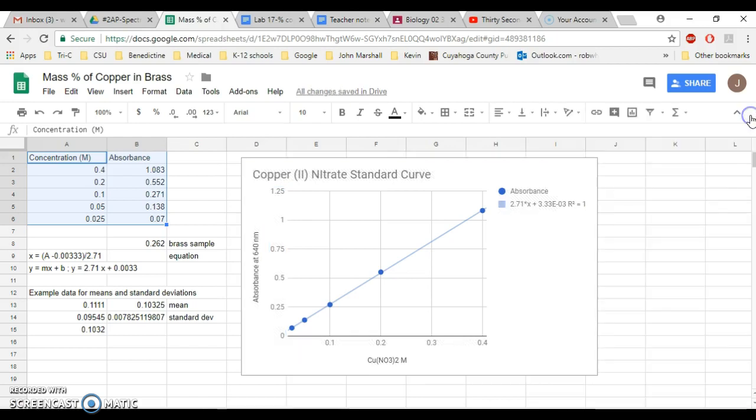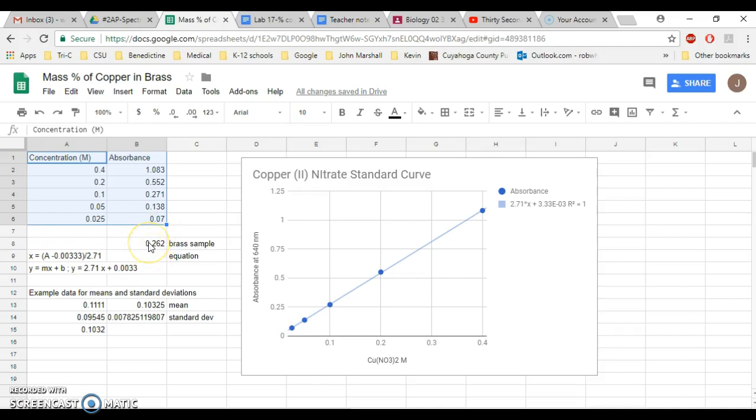Okay, and at this point, you now have a graph with a y equals mx plus b curve and a linear slope. And you will notice that the R squared equals 1, which means that all of my data fits very nicely in my standard curve, and I do not have to get rid of anything. What I would like you to do is to actually manipulate your equation such that it will allow you to calculate the concentration of the unknown.